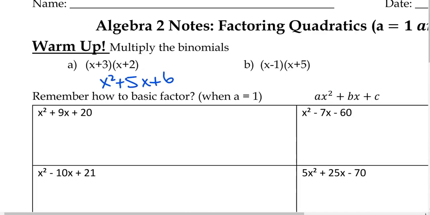Beautiful. Who has it for part B? Yes, ma'am. X squared plus 4x minus 5. Go. We remember how to FOIL? Yes. FOILing is multiplying. So what do you think factoring is? Unfoiling or dividing. Yes, it's a way to break apart quadratics, so to put it back in factored form.